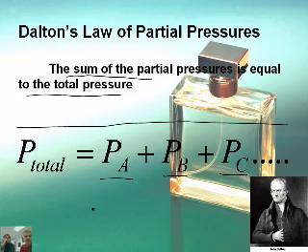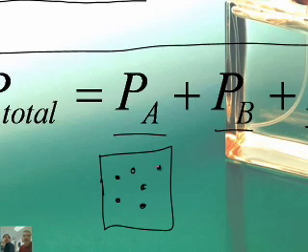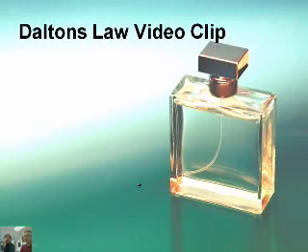If you've got gas in an enclosed container, you have gas A, which I'll symbolize by black dots, and then gas B by red dots, and we can add the total pressure. It'd probably be easier if we saw this in a different way. I think we've got a video clip we could show them. So let's show them this video clip.